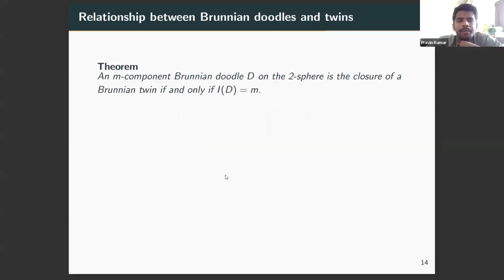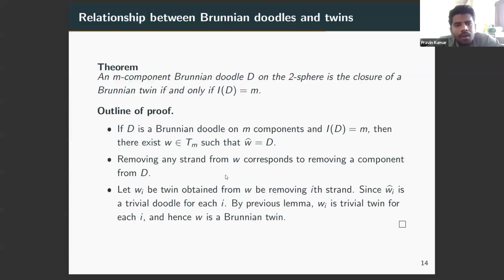Having this lemma, we prove the following theorem: an n component Brownian doodle on the 2-sphere is a closure of a Brownian twin if and only if its twin index is m, which is equal to the number of components. One side of the proof is obvious. I will prove the other side. If D is a Brownian doodle on n components, and its twin index is m, which means I can find a twin on m strands whose closure is this doodle D. And as we already noticed, removing any strand from W corresponds to removing a component of D.